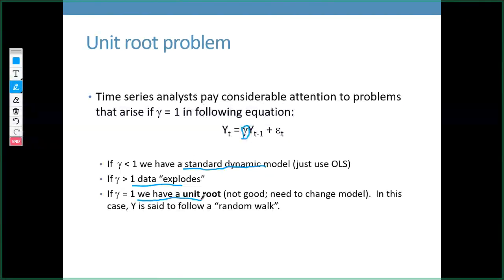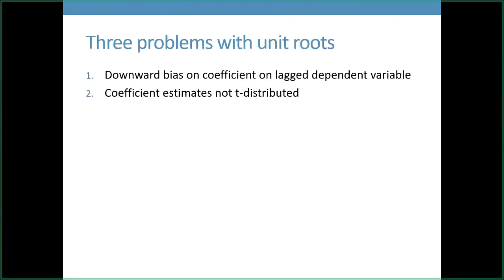So another test that tends to occur in time series papers is showing the readers that you don't have a unit root in your data. Unit roots cause downward bias on the coefficients. The standard errors are not t-distributed, and there's a strong possibility of spurious regressions.